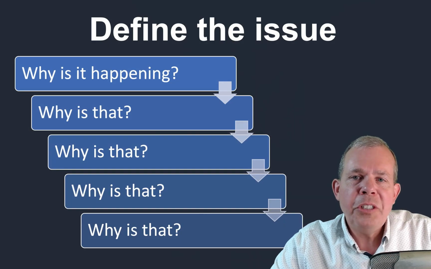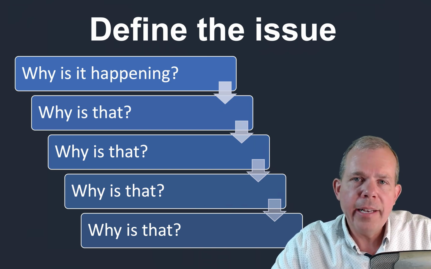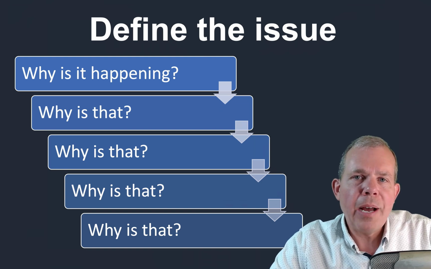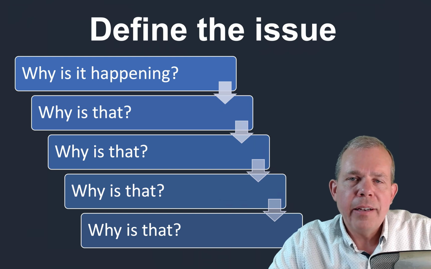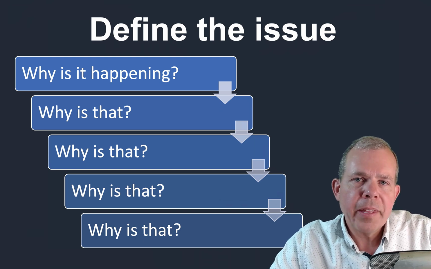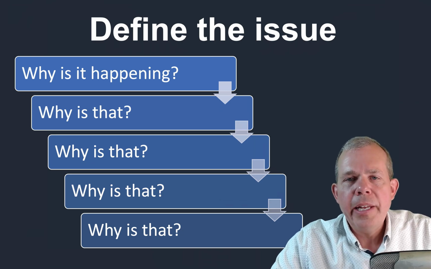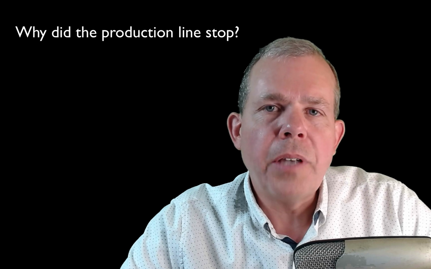So you define the issue by asking the question, why, 5 times. You say, why is this happening? And they give you an answer. And then you say, why is that? And then you ask them again, why is that? And then finally, when you get to maybe about the 4th or 5th level, there's really no specific number, but somewhere down there, you're going to find that there is a stronger reason than the one that was first given to you.